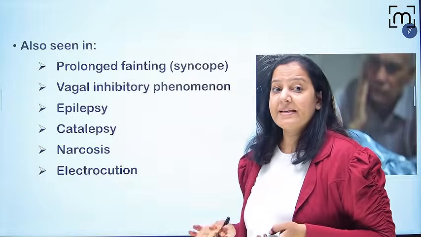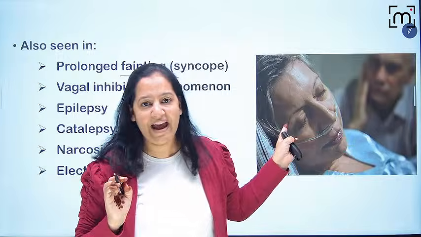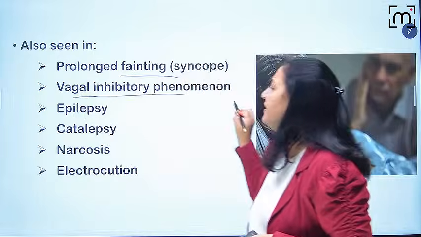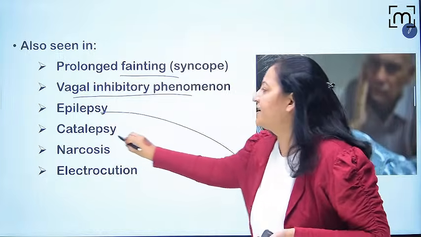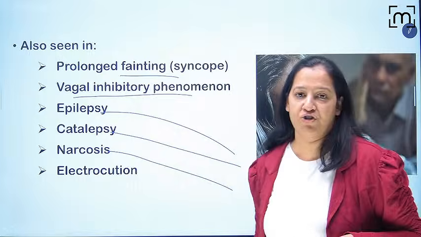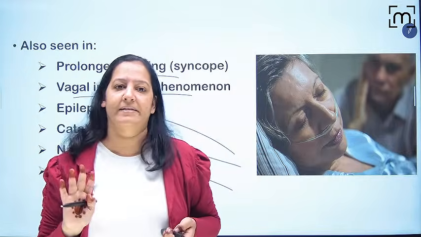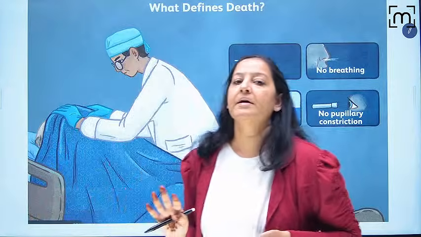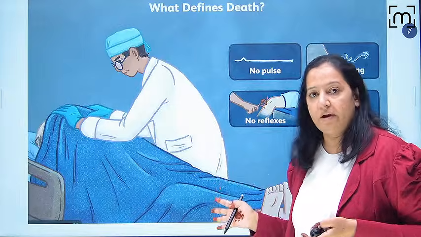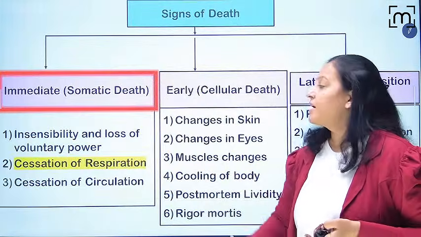The insensitivity can be seen in all of them. The person can be fainted. Maybe this person is not dead. Maybe the person has fainted, syncope, or maybe it is vagal inhibition. Maybe it occurs in epilepsy, catalepsy, narcosis, or electrocution. So sometimes it can be misleading, but it is the earliest sign. So sometimes insensibility and loss of voluntary power can be misleading, but it is the earliest sign of death. Number one.